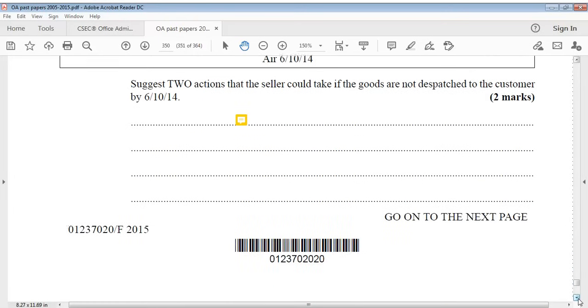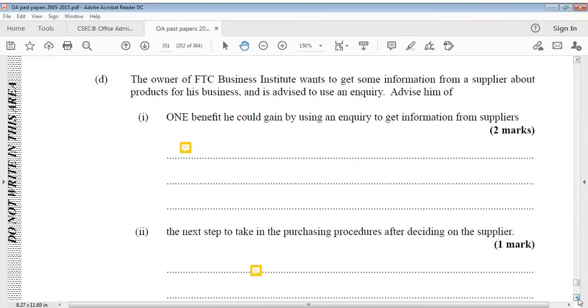Let's move on to question number 7D. The owner of FTC Business Institute wants to get some information from a supplier about products for his business and is advised to use an inquiry. Advise him of 1 benefit he could gain by using an inquiry to get information from suppliers. 1 benefit.